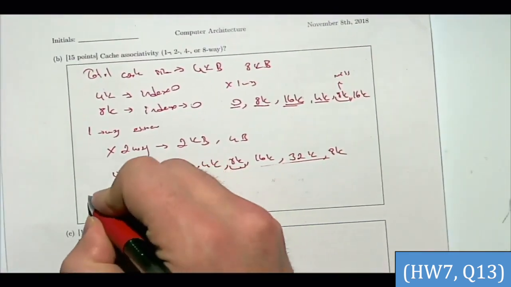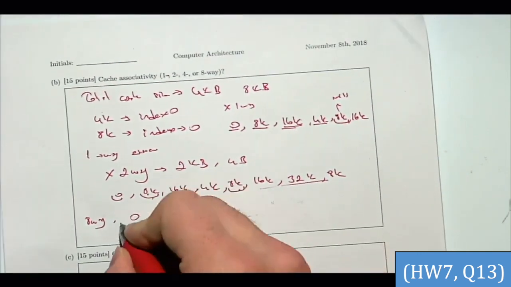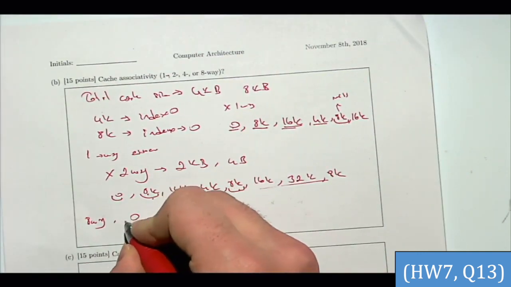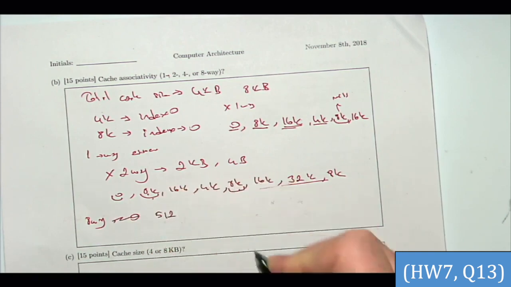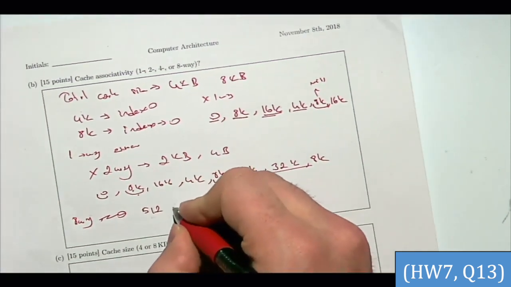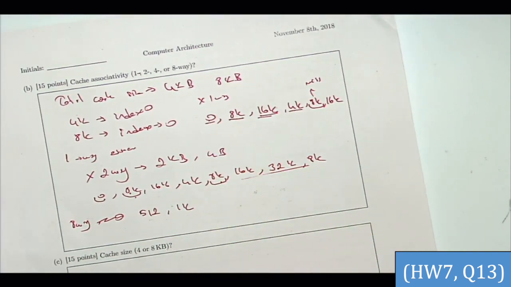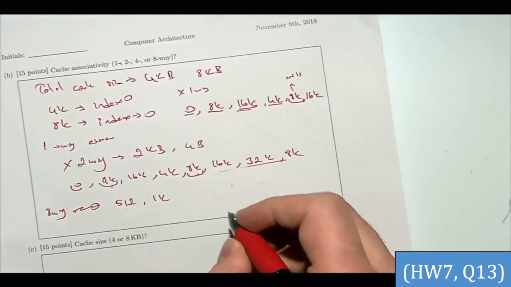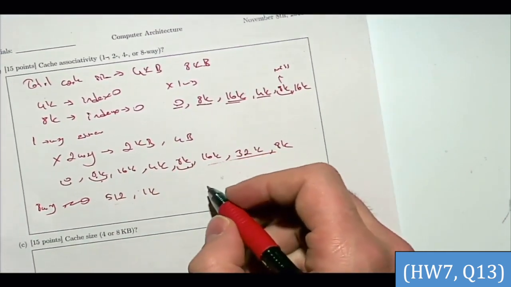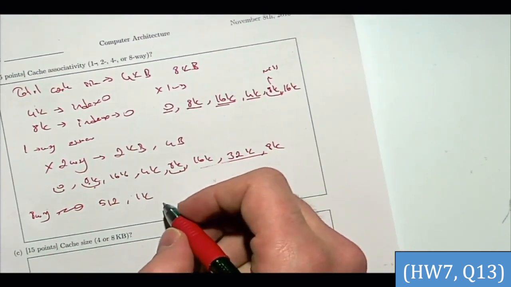So let's look at 8-way. For 8-way, the size of each way is either 512 or 1K, depending on the cache size. But we don't know it yet. So each way is 512 or 1K. Given this, I'm going to write, again, all the accesses that are multiples of 512.